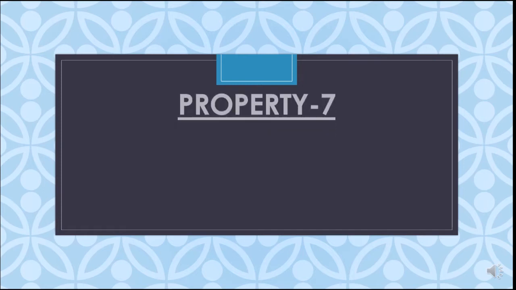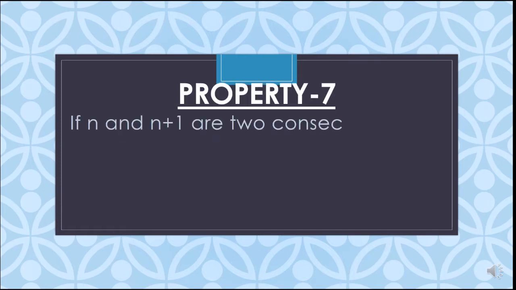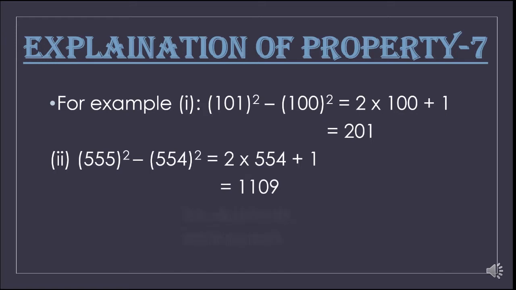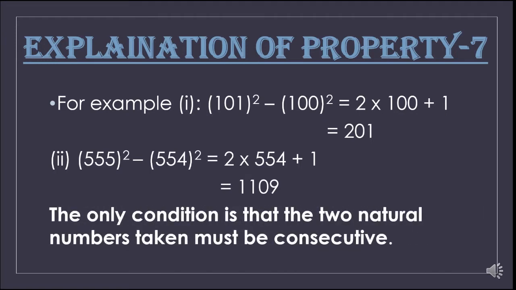Here comes property 7. If n and n plus 1 are two consecutive natural numbers, then n plus 1 whole square minus n square is equal to 2n plus 1. For example, we can take 101 square minus 100 square is equal to 2 into 100 plus 1, that is 201.